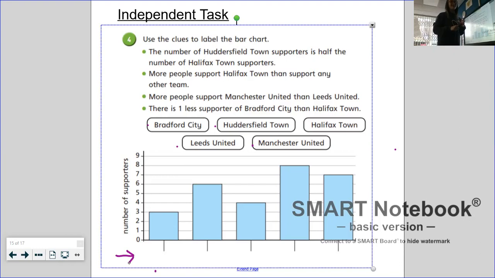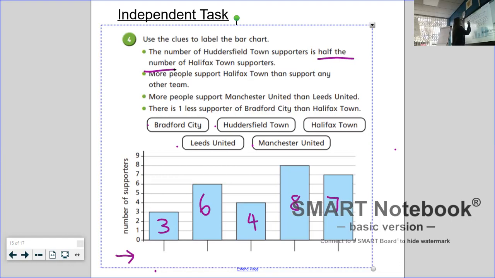Okay, welcome back. Now I've got the answers on the next slide, but I want to show you how I got there. So I'm going to show you what I did first. I have the number of Huddersfield Town supporters is half the number of Halifax. So before I do anything, I'm going to put my totals in. 3, 6, 4, 8, 7. So I can see now, it says half the number there. So I've got 6 and 3 and 8 and 4, but I don't know which one that could be. So I'm going to leave that for first one.